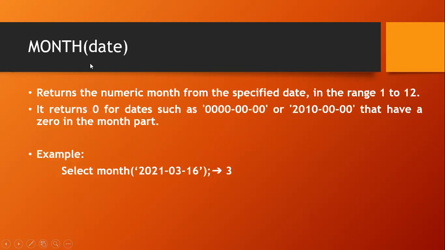MONTH is the next function, and we pass a date as the argument. So what does it do? It returns the numeric month from the specified date, in the range of 1 to 12. For example, SELECT MONTH with a date given. You know that it is in the year, month and day format, and you can see this is the month part. So it returned the output as 3.